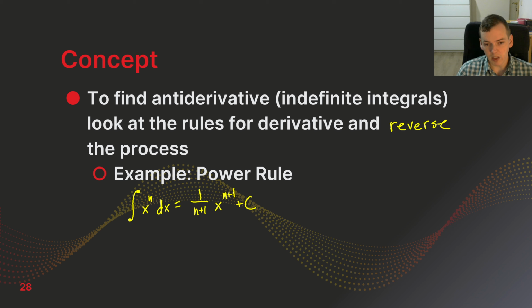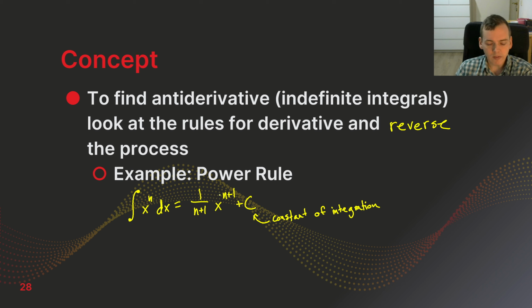So in other words, normally we multiply by the exponent and then subtract one from the exponent. So in this case, I added 1 to the exponent, and instead of multiplying, I divided. Then we always add this c. This is the constant of integration. And it represents the fact that any constant could be added to this, and they're all properly antiderivatives of this.